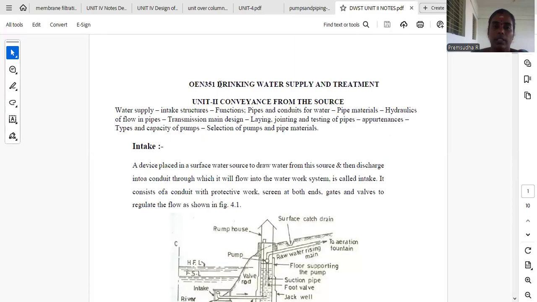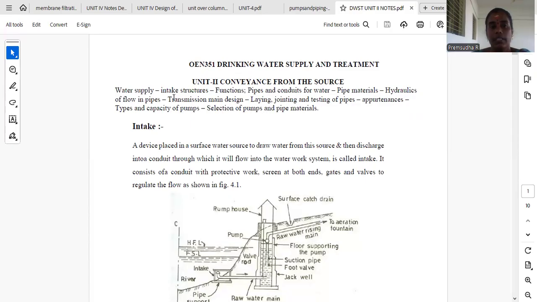Students, today I will start the second unit: conveyance of water from the source, the drinking water supply treatment. In this unit: water supply, intake structure, functions of intake, pipes and conduits for water, pipe materials, hydraulics of flow in pipes, transmission main, design, laying, jointing, and testing of pipes, appurtenances, pipes and capacity of pumps, selection of pumps and pipe materials. So this is the syllabus. We'll see one by one.